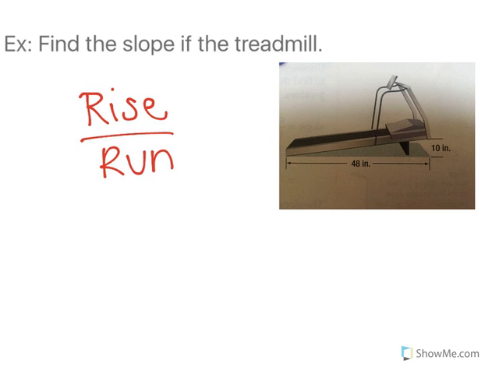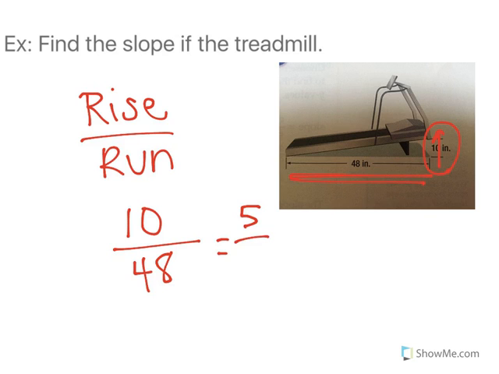Okay, so if we think rise, how high is that? So that rise is going to be 10. What's that horizontal change? That's my run, which is 48. So then I'm going to simplify. 10 divided by 48. I can cut these both in half to make it 5 over 24. And that's as far as I can simplify. So my slope here is 5/24.